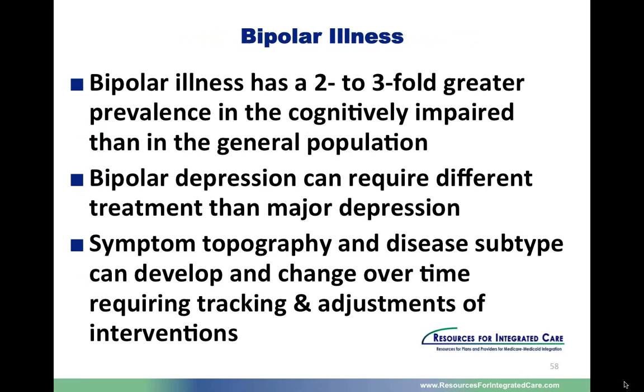So bipolar illness happens 2 to 3 times more often in people who have developmental disabilities than in the general population, where bipolar illness happens about 2 to 3%. So we're talking anywhere from 4 to 9% of people who have developmental disabilities are going to have bipolar illness. A lot of people. And bipolar has different characteristics.